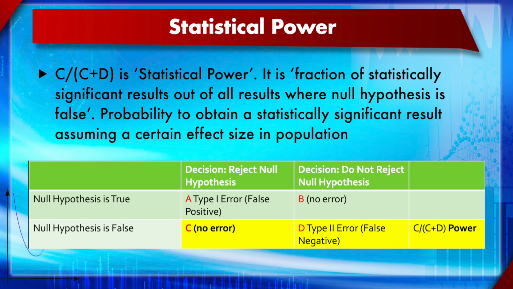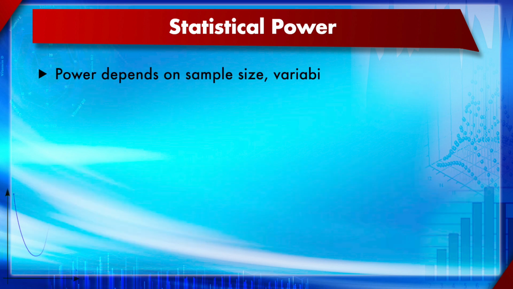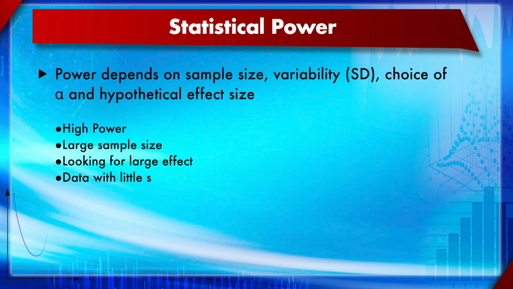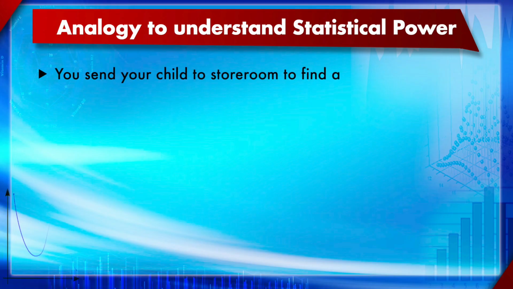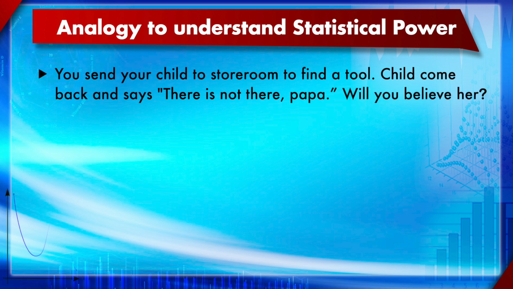The probability of obtaining a statistically significant result, assuming a certain effect size in the population, is called the power. The power depends on the sample size, the variability, that is the standard deviation, and the choice of the hypothetical effect size. All these control the power. You will get a high power if you use a large sample size, look for a large effect, or have data with little scatter, meaning a very low standard deviation. There is a very simple analogy to understand the concept further.